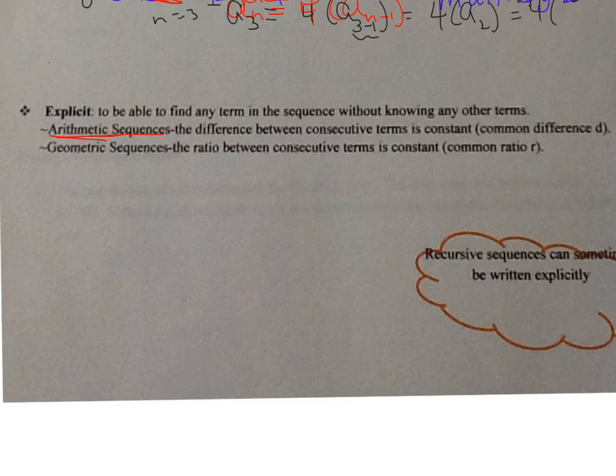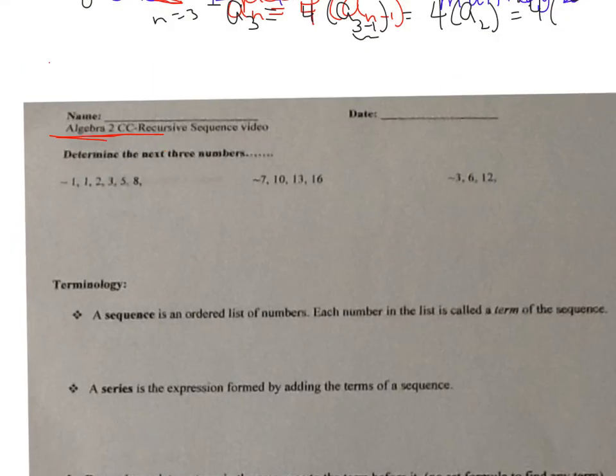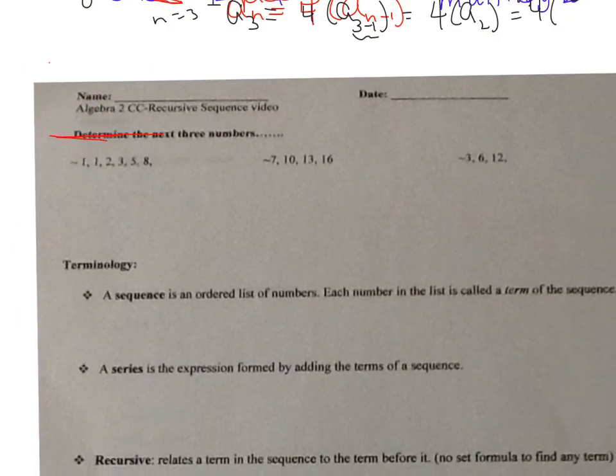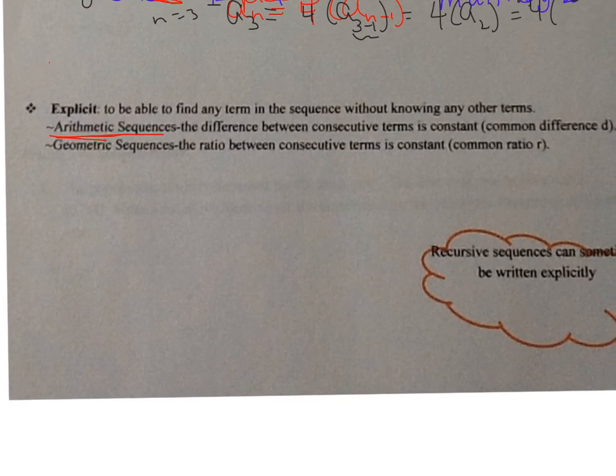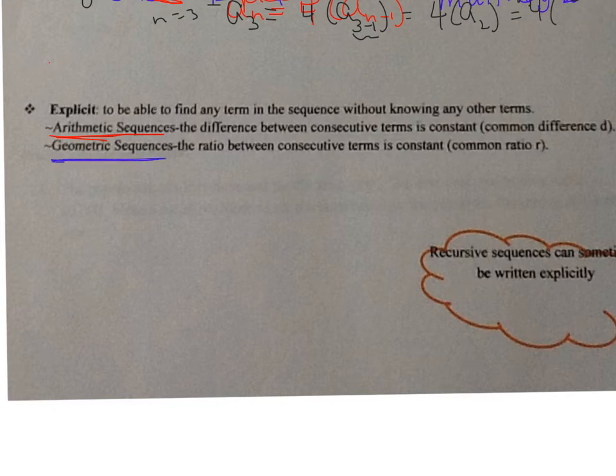All right, so arithmetic means the difference between consecutive terms is constant, called a common difference. That was what I did up here. So look on your paper. To go from one term to the next term, I added a constant of 2. That's an arithmetic sequence. A geometric sequence is where the ratio between consecutive terms is constant, called the common ratio. This is common difference D, common ratio R. So that means to go from one term to the next term, we're multiplying by a fixed number.